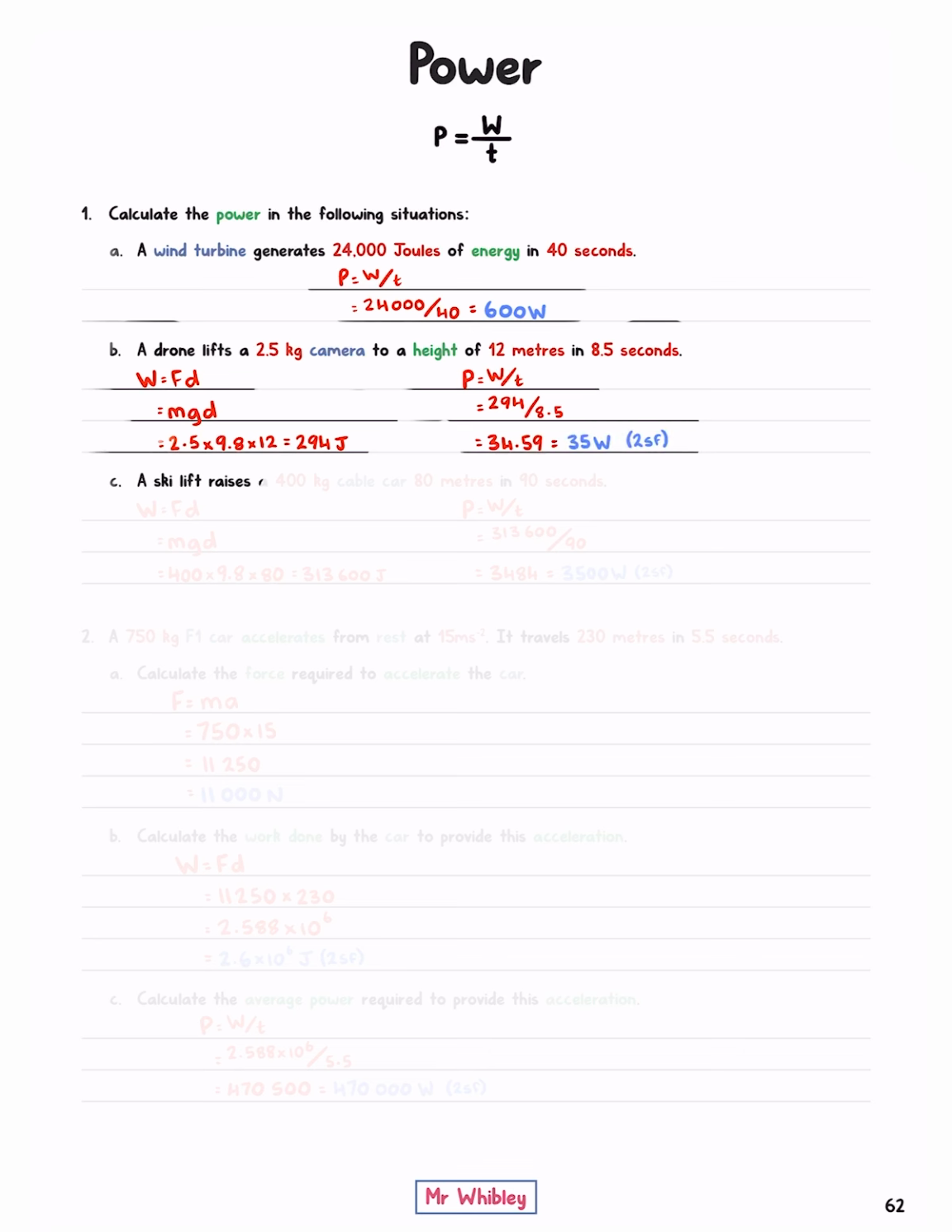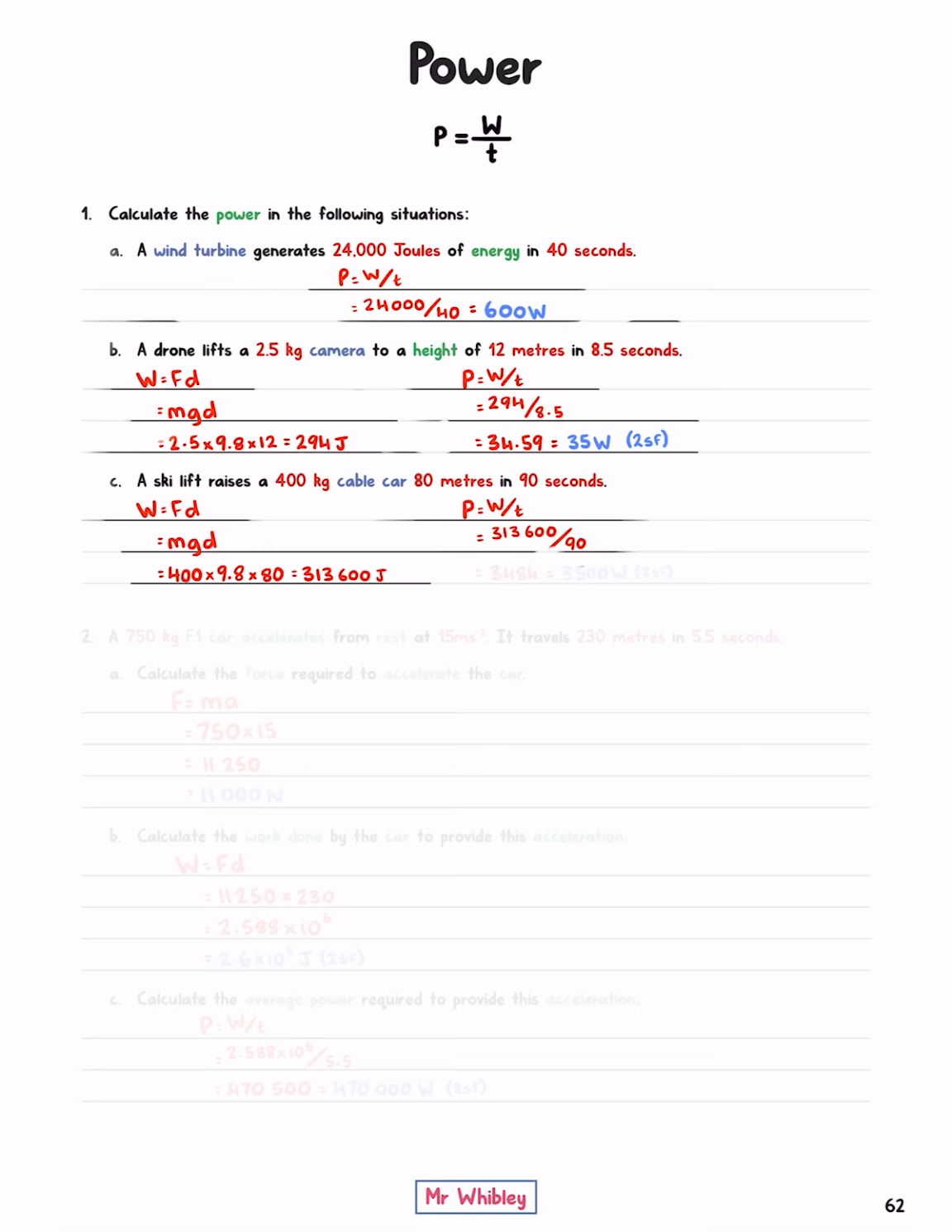A ski lift races a 400 kilogram cable car 80 meters in 90 seconds. Once again, power is work over time. We know the time, but we need to find the work, which we can do again using work is equal to force times distance, knowing the distance, knowing the force is gravitational, so it's equal to mg. Putting in these numbers gives me 313,600 joules. Putting that into our power equation gives me 3,484, or 3,500 watts to two significant figures.